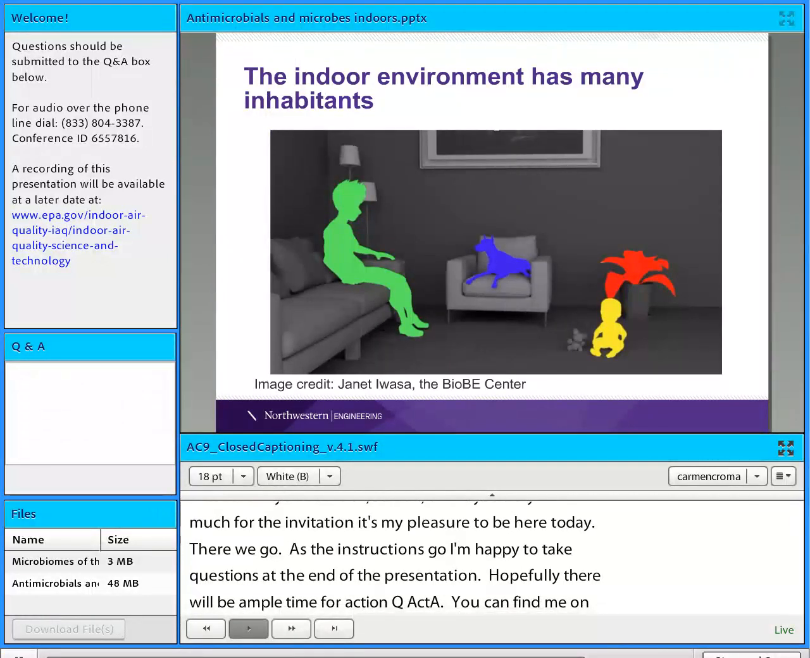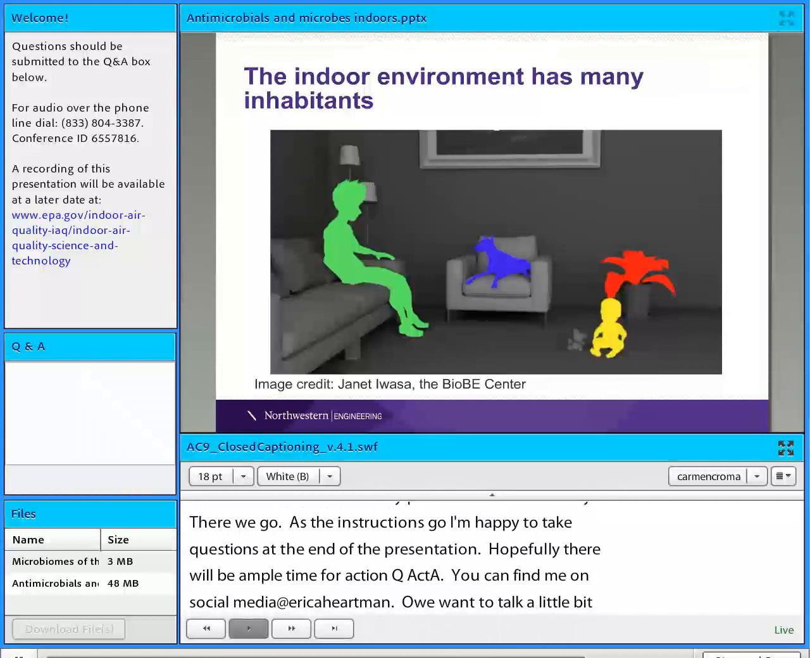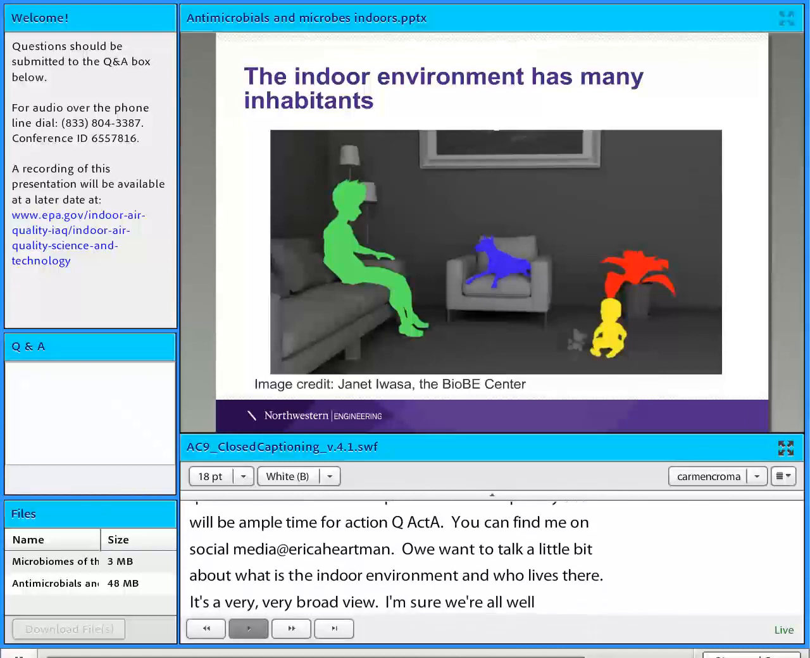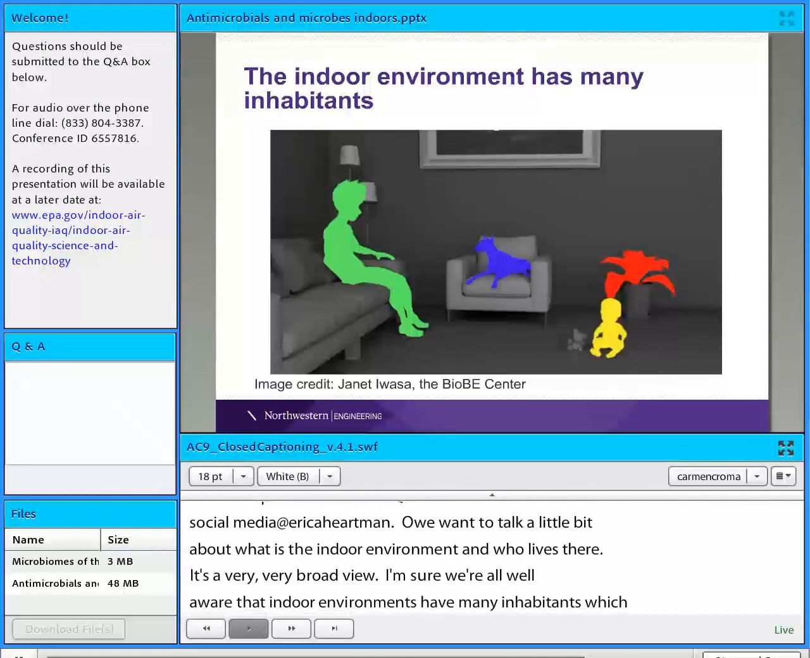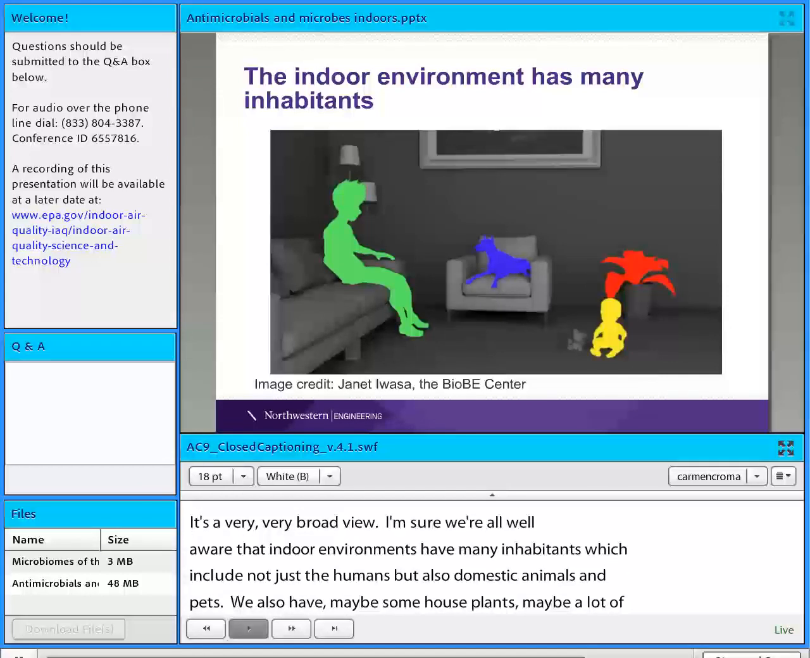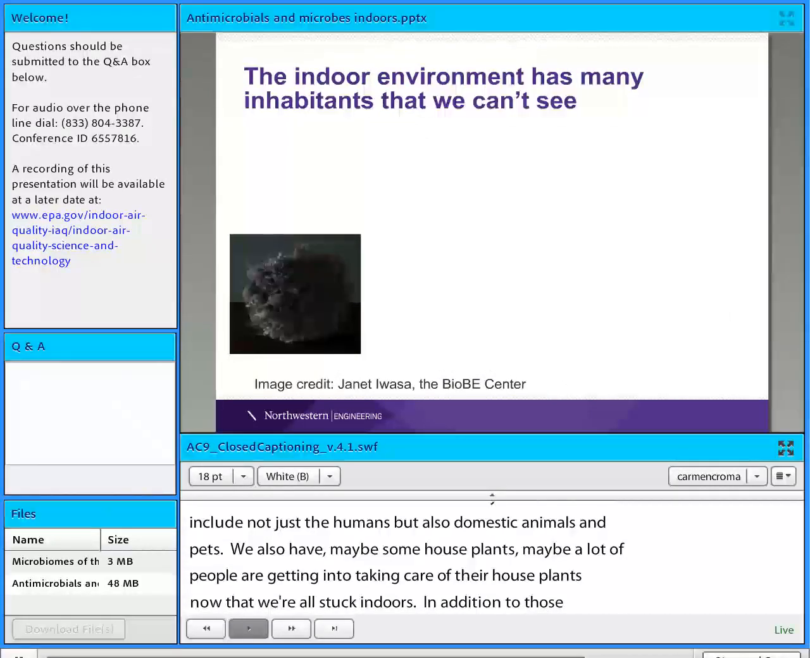So I want to start out just by talking a little bit about what is the indoor environment and who lives there. So a very, very broad view. I'm sure we're all well aware that indoor environments have many inhabitants, which include not just us, the humans, but also, for example, our domestic animals, our pets. And we also have maybe some houseplants. Maybe a lot of people are getting into taking care of their houseplants now that we're all stuck indoors. But in addition to those inhabitants that we can see, there are, of course, many inhabitants that we can't see.